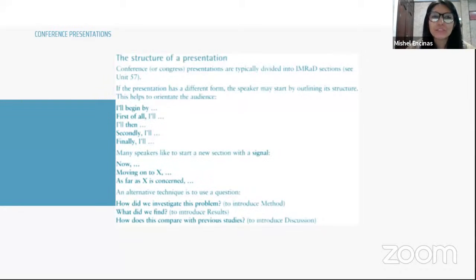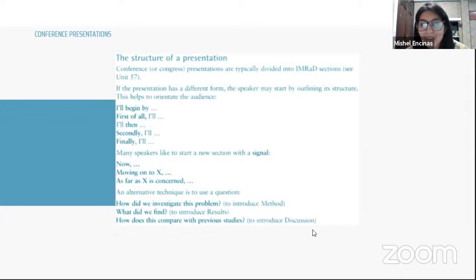You give this question and you also answer the question. Well, to investigate this problem, we made some research in this kind of area, right? You can start like this, or you can say, what did we find? To introduce the results. Well, we find that this treatment is better than this one, right? Or you can say, how does this compare with previous study?